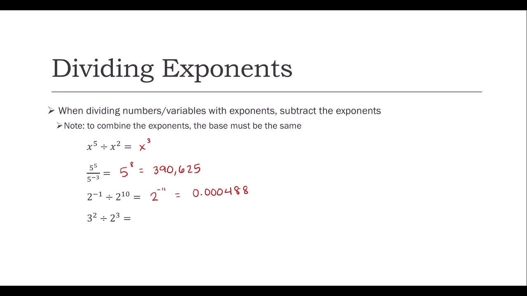For this last one, we have 3 squared divided by 2 cubed. And once again, we can see these don't have the same base, so we can't solve it like we've been solving the other ones. You would just have to do 3 squared divided by 2 cubed, so you would do 9 divided by 8, and that would be your answer for that one.